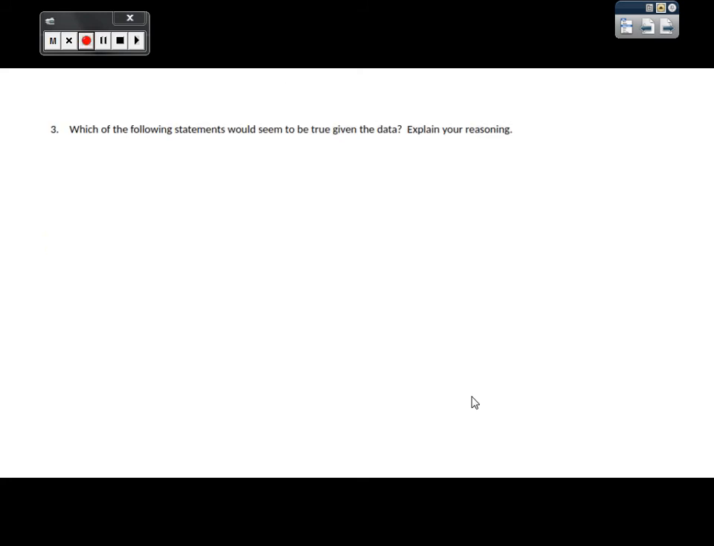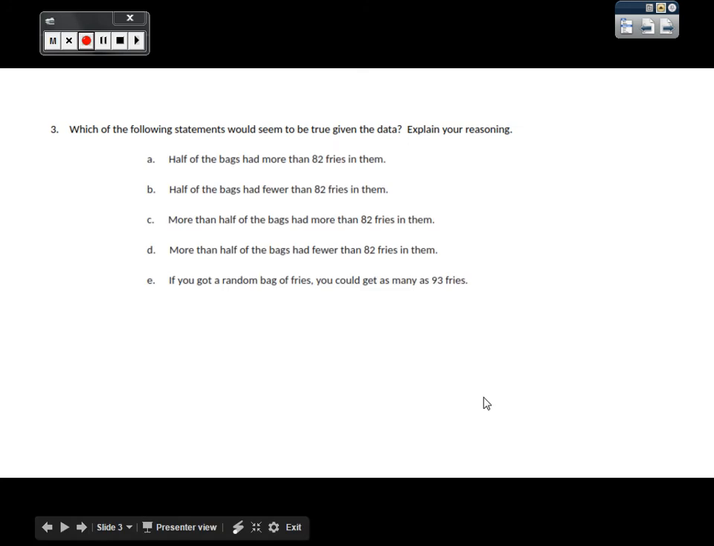Number 3, which of the following statements would seem to be true given the data? Explain your reasoning. A, half the bags had more than 82 fries in them. B, half of the bags had fewer than 82 fries in them. C, more than half of the bags had more than 82 fries in them. D, more than half of the bags had fewer than 82 fries in them. E, if you got a random bag of fries, you could get as many as 93 fries.